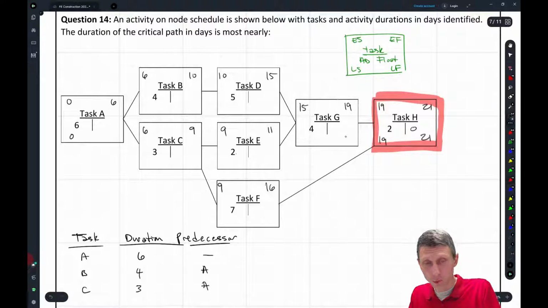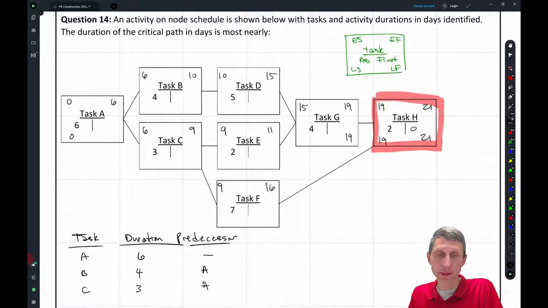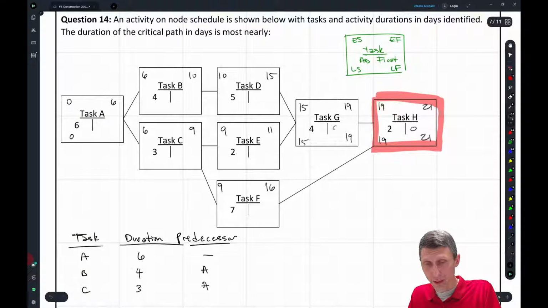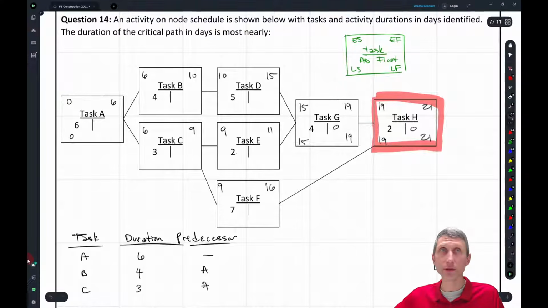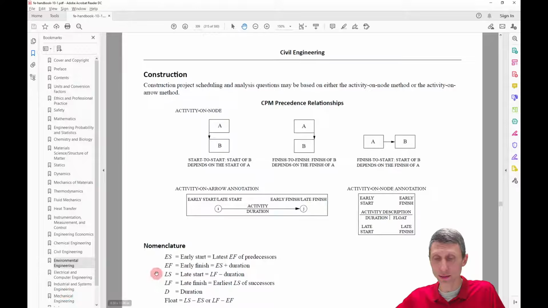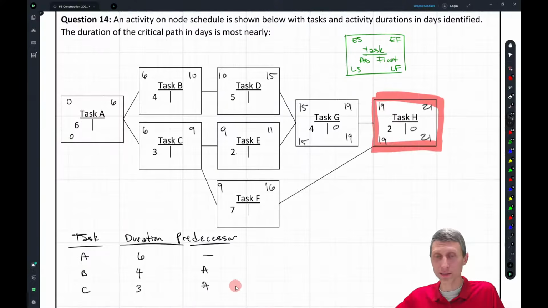Okay, so what's the latest we can finish this one and still be on track? This is going to be 19. And 19 minus 4 is going to be 15. And again, 0 float. 19 minus 19 is 0. Okay, and then we're just kind of going back through here. But one of the things that we have to look at is that the late finish is the earliest of the late start successors.